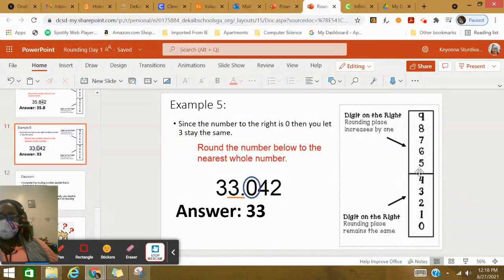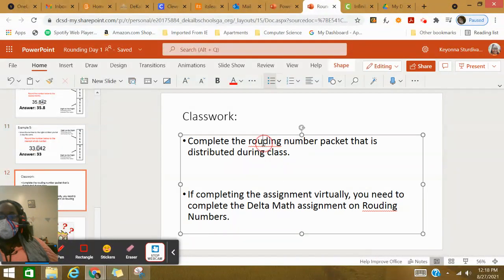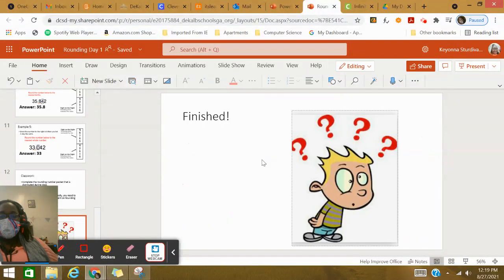So remember, guys, with rounded numbers, you're looking at this number line, and it should be in your notes before the day is over. If the number is 4 or below, you're going to keep the number the same. But if the number is 5 or higher, then you're going to round up. Okay? Let's take a look at the classwork. You guys will be handed a rounding numbers packet that I have given out during class time, and that's what you guys will be completing. And then if you are completing the work virtually, then you will just need to complete the Delta Math assignment on rounded numbers. Once you have done that, guys, for today, then you are finished.